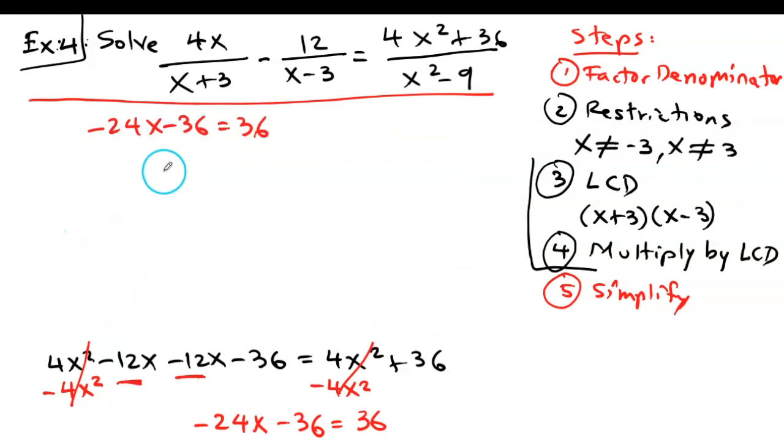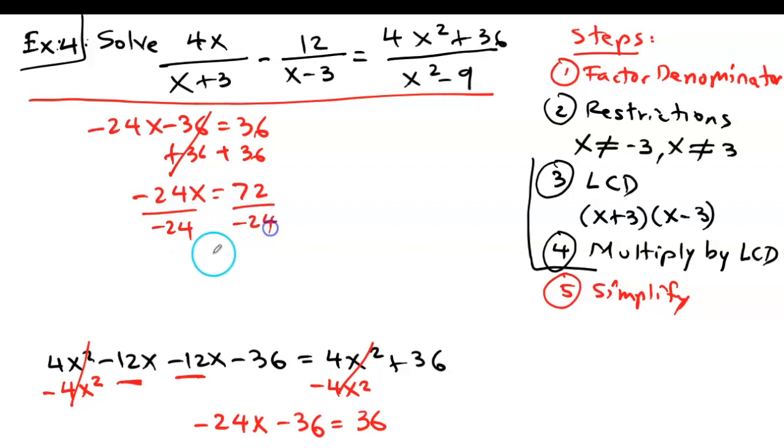So let's solve for x. Plus 36, plus 36. These 36s cancel out. I'll bring down negative 24x. 36 plus 36 gives me 72, divided by negative 24. Those cancel out. I end up with 72 divided by negative 24. It's going to give me, I think, 3 times 12. Yeah, 3. I got x equals negative 3. I'm done. Finally, one process.